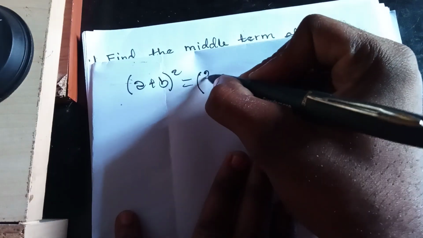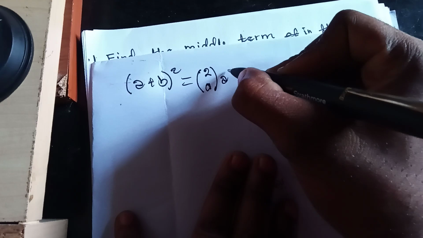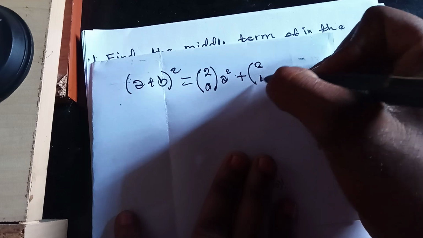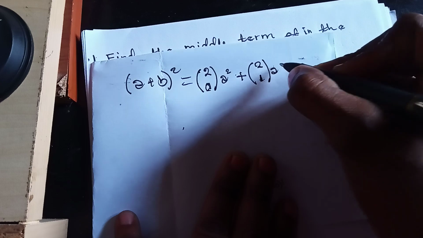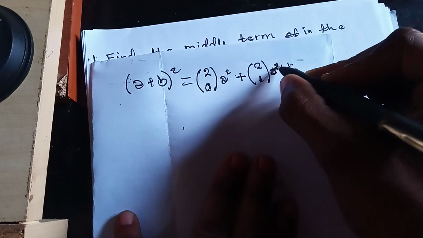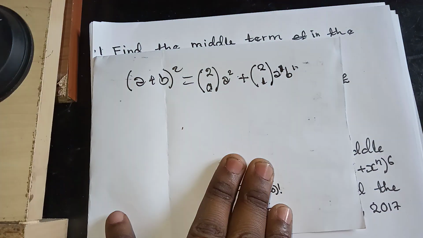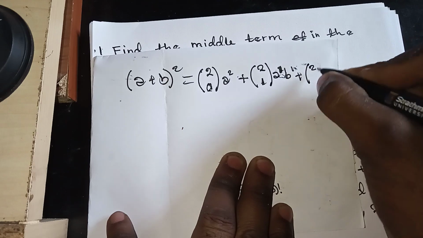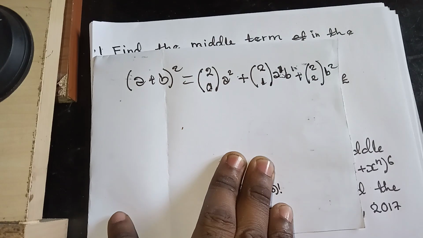in general. So we have 2C0, 2C1, and 2C2, and then a to the power 2 plus 2, this one will be a 1. Remember, these numbers are increasing all the way to 2. And then the powers of a and b add up to 2, like this. And then we have 2C2 and then b squared, like that.